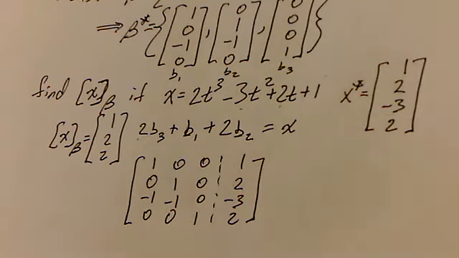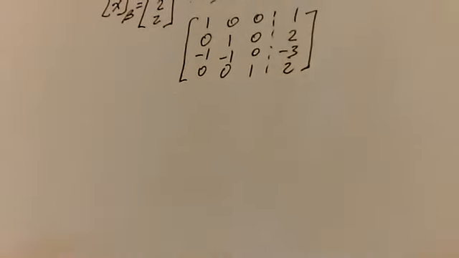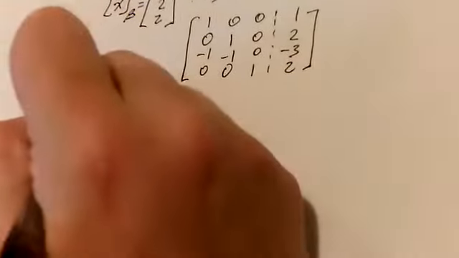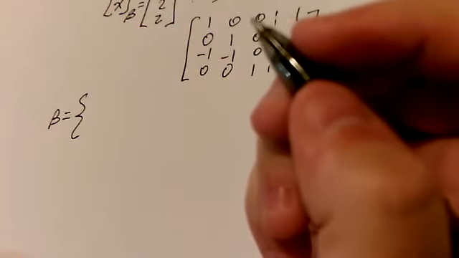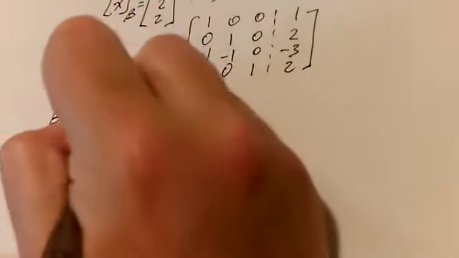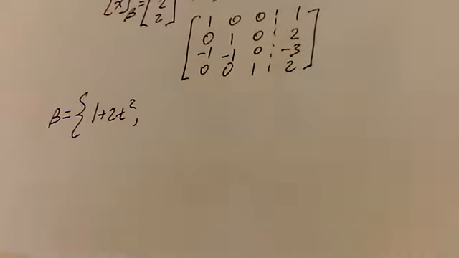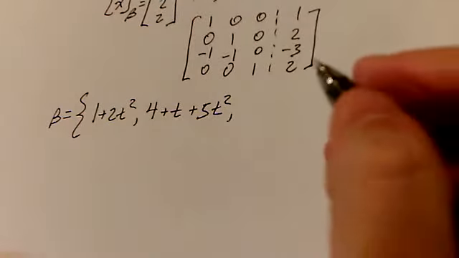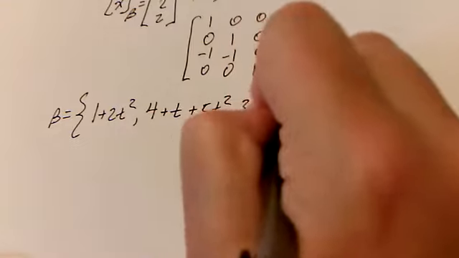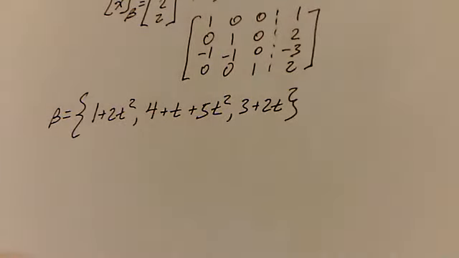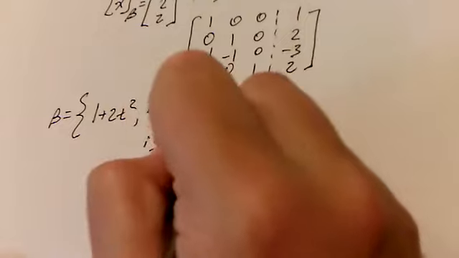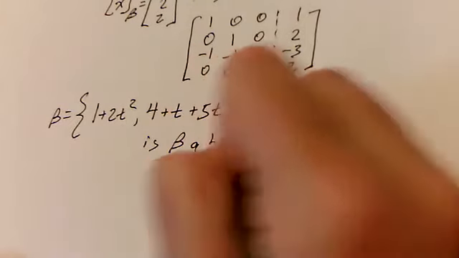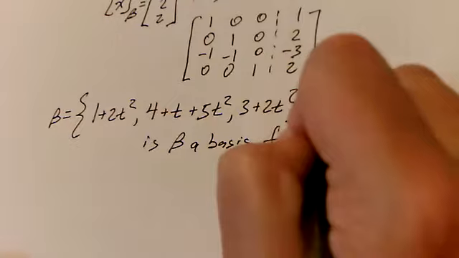So let's look at one from P2. I'm going to have B. B is going to equal the following vectors: 1 plus 2t squared, 4 plus t plus 5t squared, and 3 plus 2t. So the question is, is B a basis for P2?